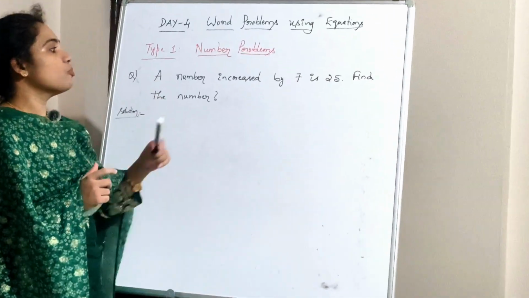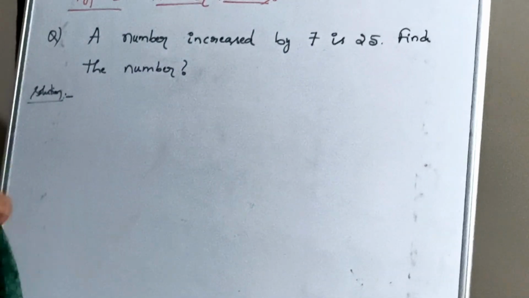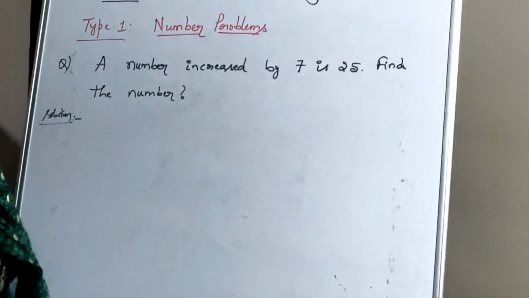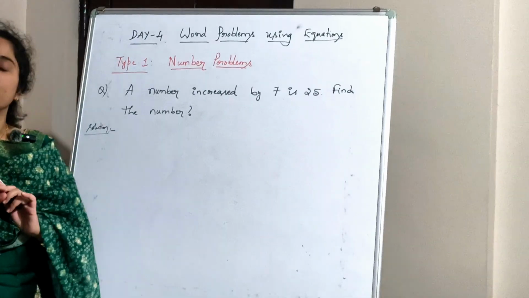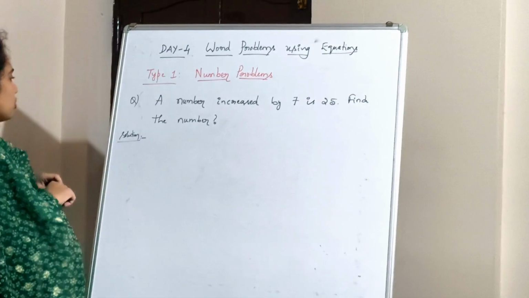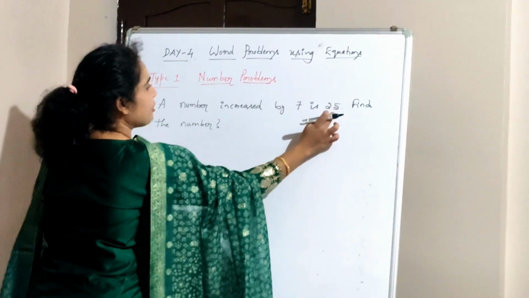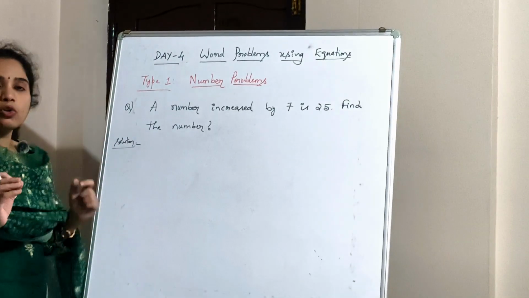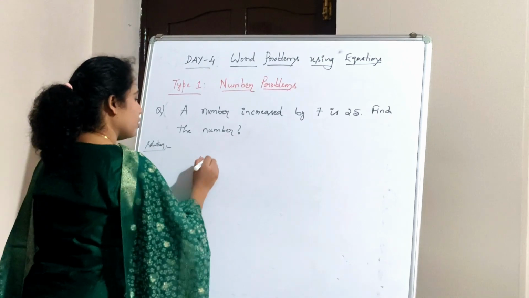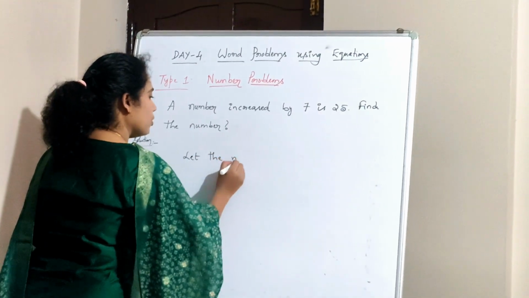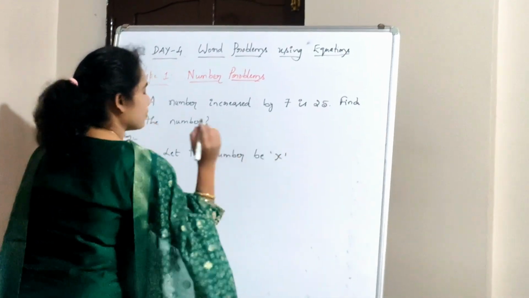Coming to type 1, the number problems, just look into the question. A number increased by 7 is 25. Find the number. So word problems, if we carefully convert the English into mathematics, are very easy. So just look into this question. A number increased by 7 is 25. Find the number. So we don't know what is that number. Let the number be x.